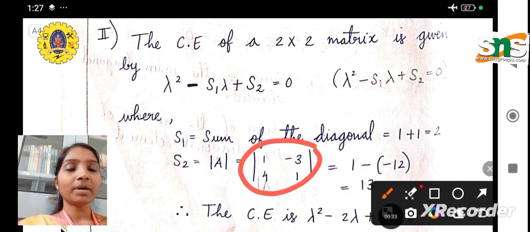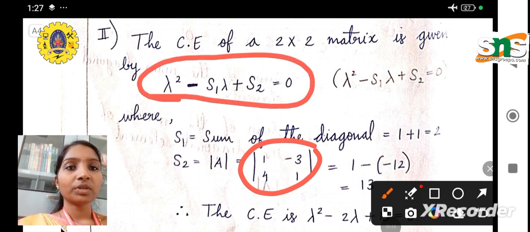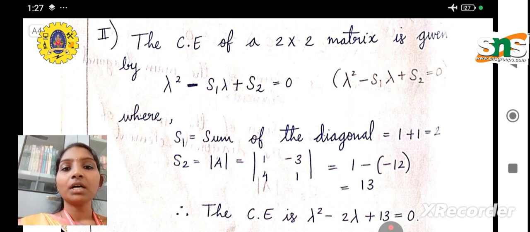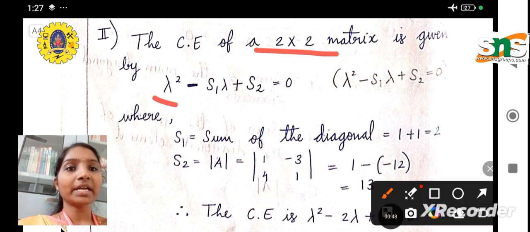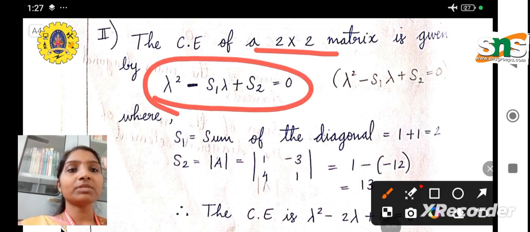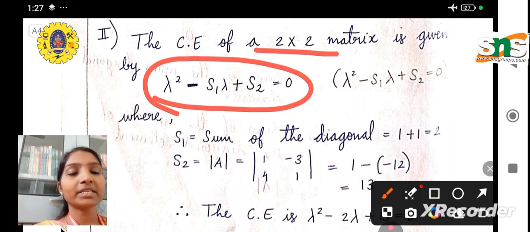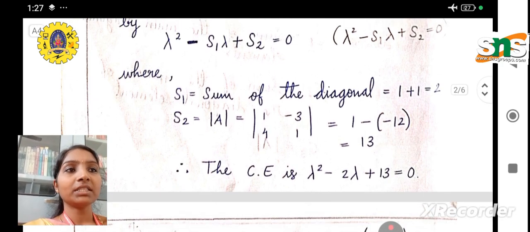This is the given matrix. We are going to use the formula to find the characteristic equation of a 2 cross 2 matrix to find the characteristic equation of the given matrix A. So for a 2 cross 2 matrix, we will have the characteristic equation to be lambda square minus s1 lambda plus s2 is equal to 0, where s1 is the sum of the diagonal and s2 is equal to the determinant of the given matrix A. So this is how we have learnt in the formula.